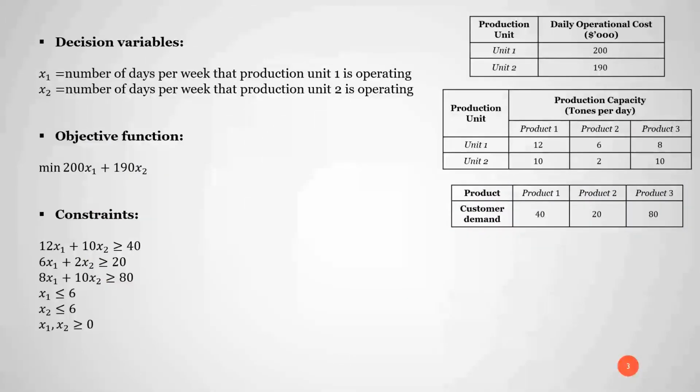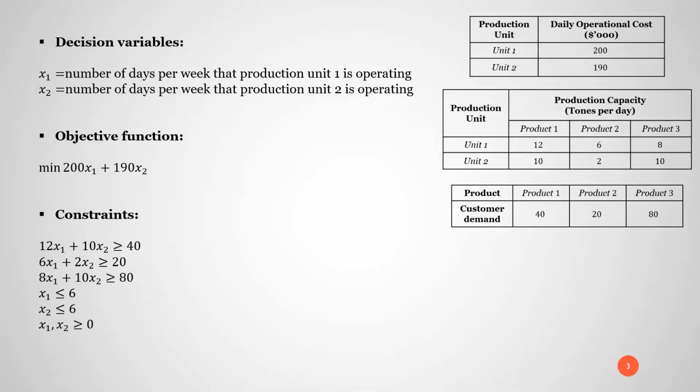Like always, first we need to define the decision variables. Let x1 and x2 be the number of days per week that production unit 1 and unit number 2 are operating respectively. And the objective function is looking for minimizing the cost, which is simply the summation over multiplication of the daily cost and the number of operating days for each unit.